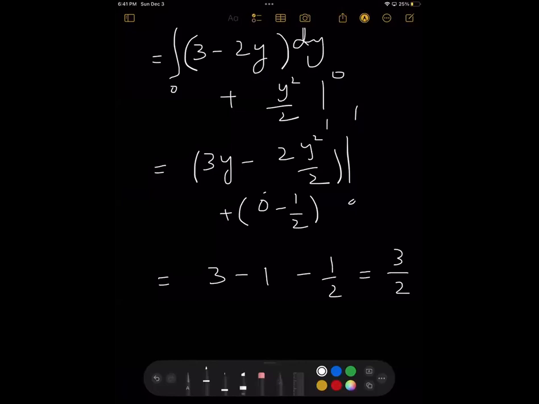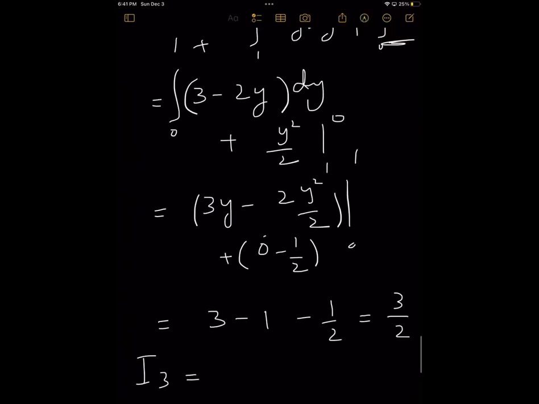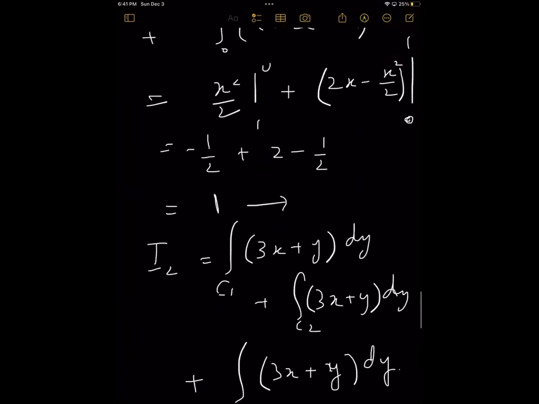So this is our I2. I3 is going to be 1 minus x for the third integral. Can you go over how you got 1 minus x? Where? In the previous integral?